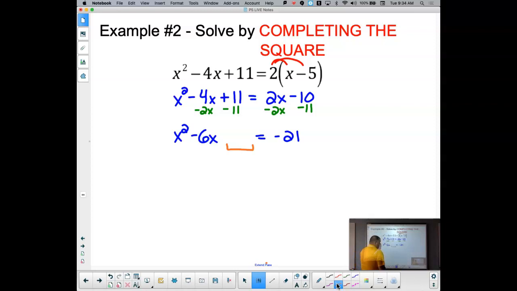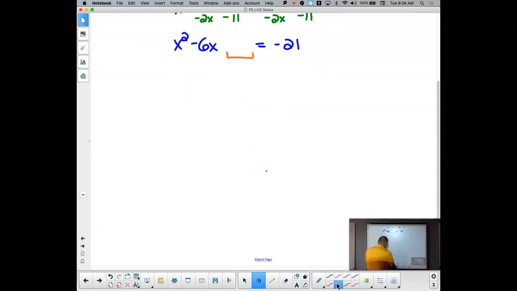Now, what we do is we hopefully can hit the extend the page. Okay? Now what we do is we look at this number here. This number right there is our B value. And our B value in this case is negative 6. Then we're going to divide that by 2. Negative 6 divided by 2 is negative 3. And then we are going to square that. Negative 3 squared is 9.